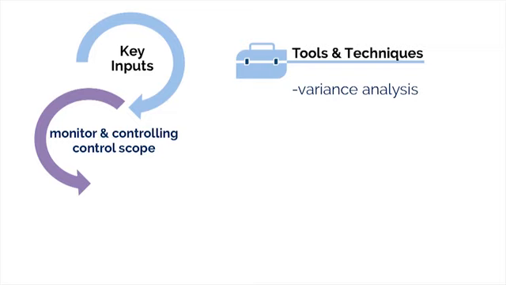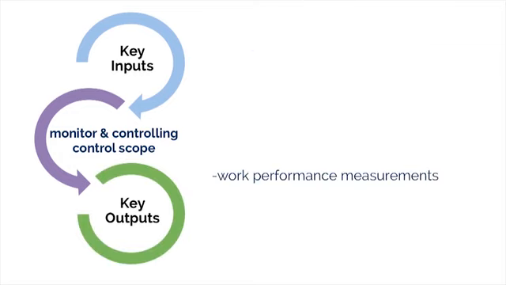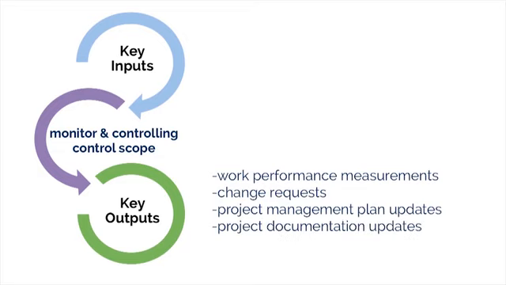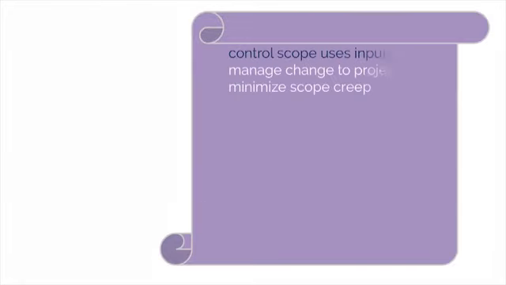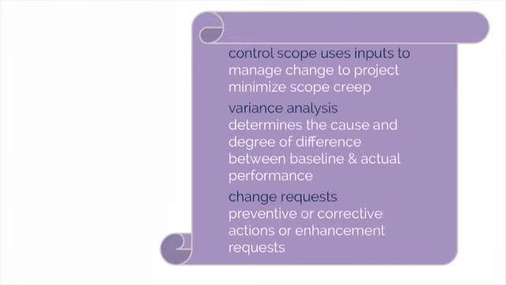The control scope process produces five outputs: work performance information, change requests, project management plan updates, project document updates, and organizational process assets updates. Essentially, we will have a lot of information gathered at this point as it relates to the work we have done in this project, including how the project scope is performing compared to the scope baseline. Sometimes changes are needed, so we will need to prepare a change request that can include preventive or corrective actions or enhancement requests. Again, processing through the Perform Integrated Change Control process.